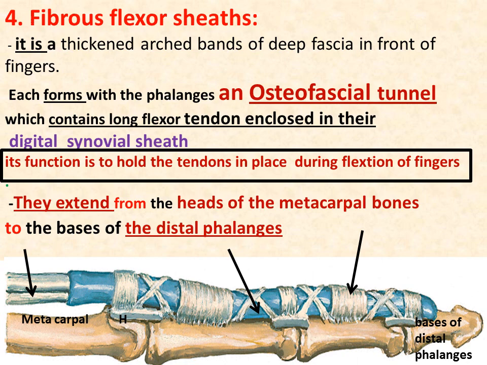What is the function of this fibrous flexor sheath? Its function is to hold the tendon in position during flexion. So it extends from H to B: from H here, the head of the metacarpal, to B here, which is the base of the distal phalanx.